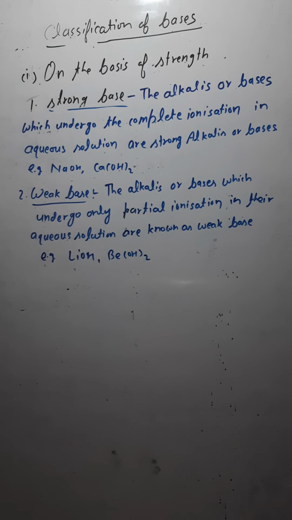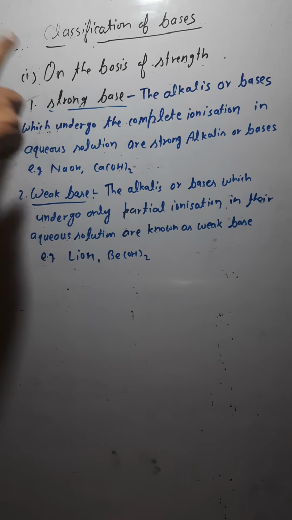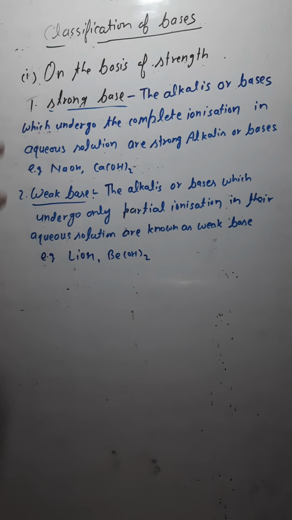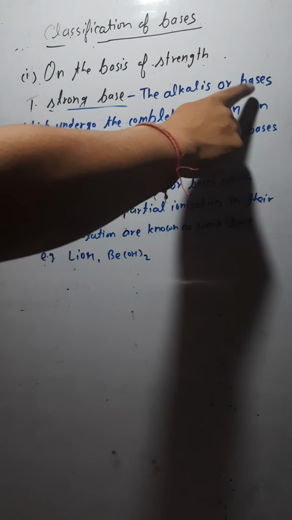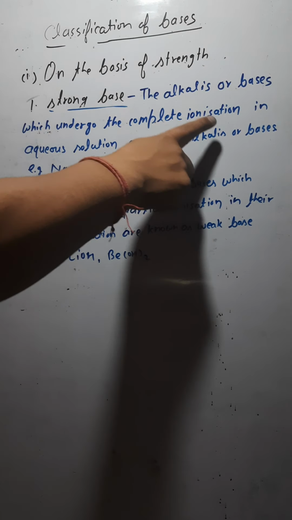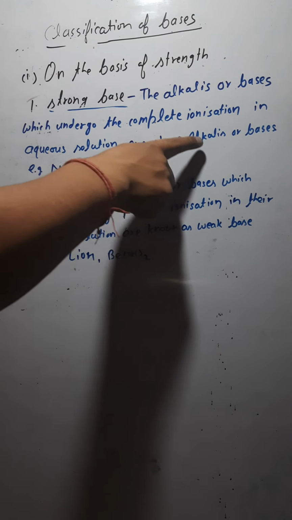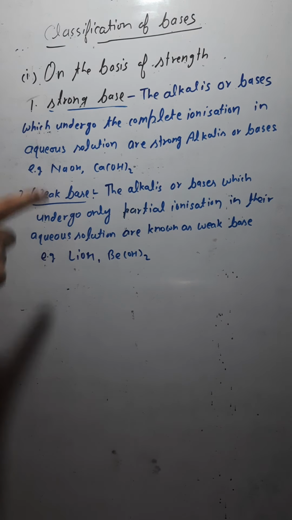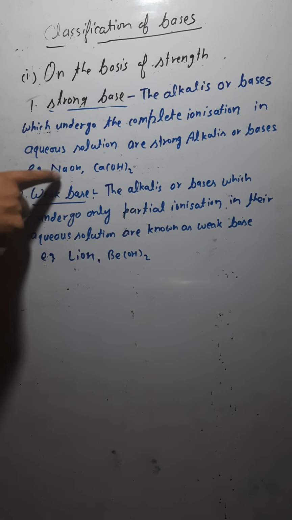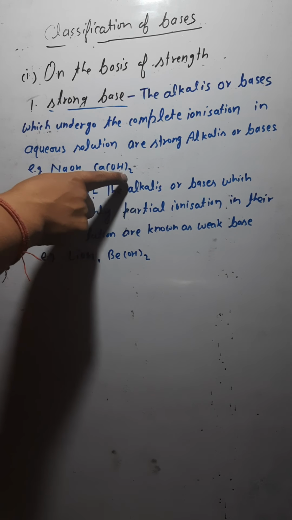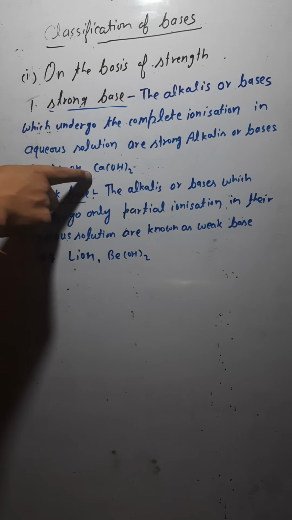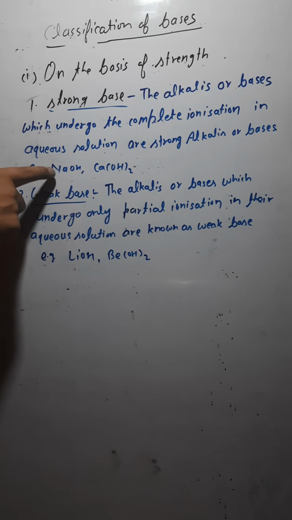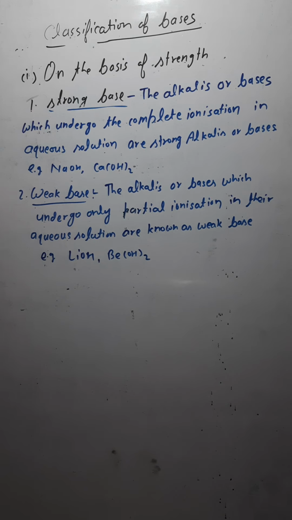So this is what you have to write in your notebook. On the basis of strength, we have two types of bases: strong base and weak base. Alkalis or bases which undergo complete ionization in aqueous solution are strong alkalis or strong bases. For example, NaOH, sodium hydroxide, and Ca(OH)2, calcium hydroxide. Why is it 2 here? Because the valency of calcium is 2. Are you getting this? Valency of sodium is 1, that is why nothing is written there.